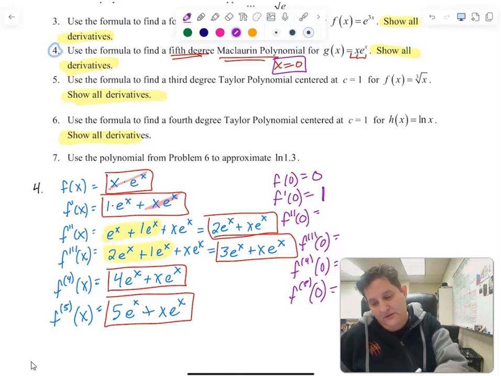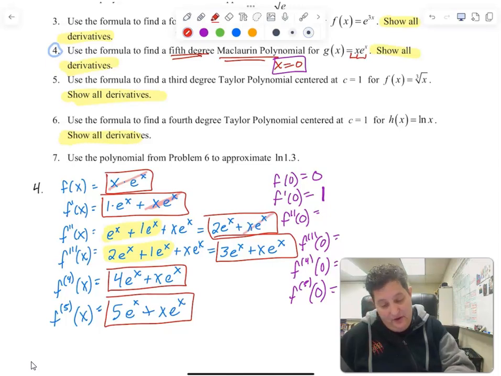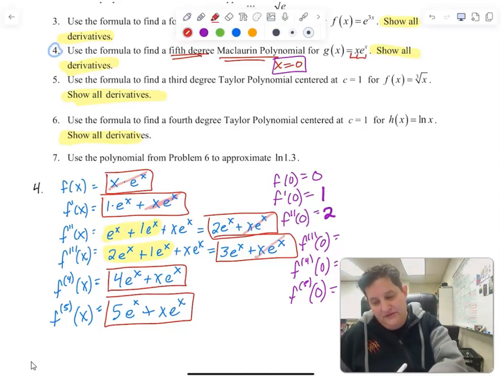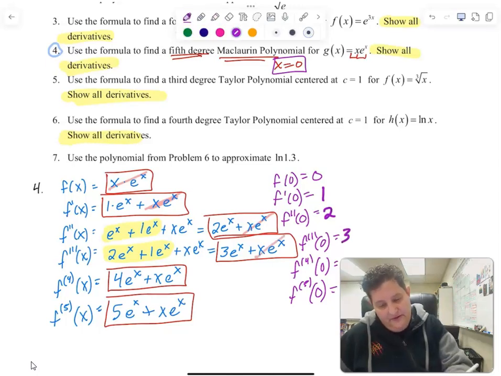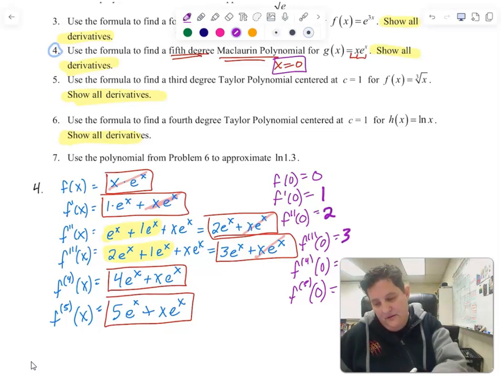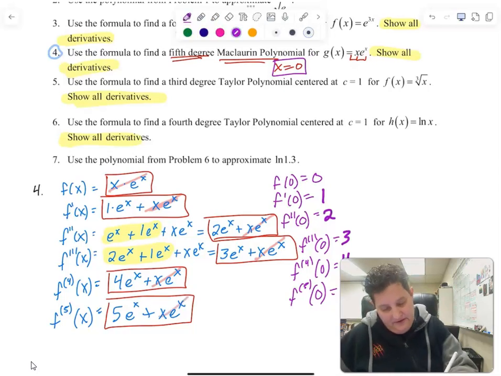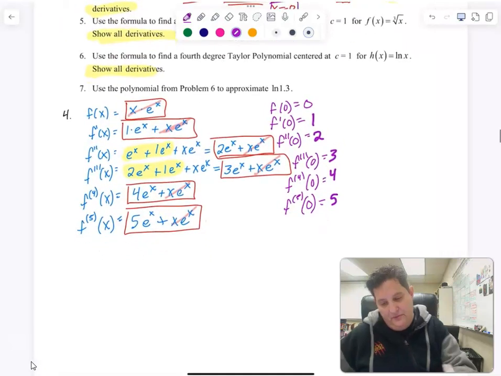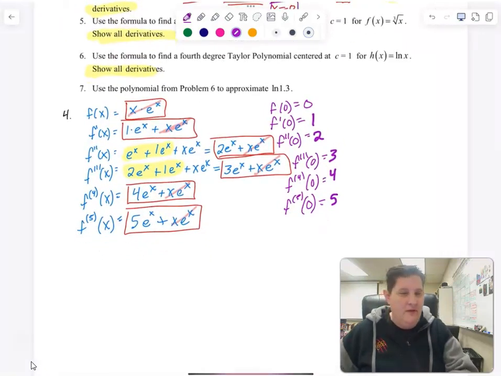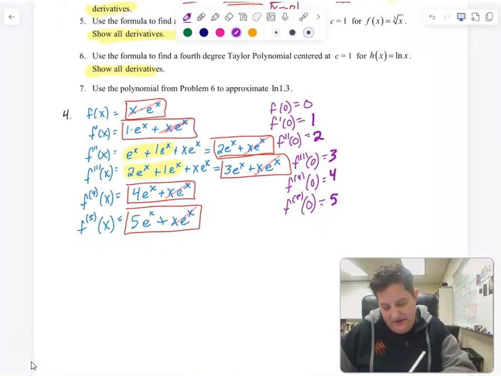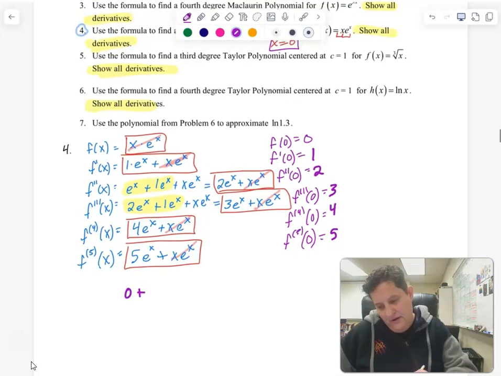So it's like 1 plus 0. And then that goes to 0, and 2 e to the 0 is 2. And then that goes to 0, and 3 e to the 0 is 3. Okay? That goes to 0, 4 e to the 0 is 4, and that goes to 0, and 5 e to the 0 is 5. And then here's how you write your polynomial, okay? So I'm going to write it first with just everything so you can see it, and then we'll go from there. This is centered at 0.